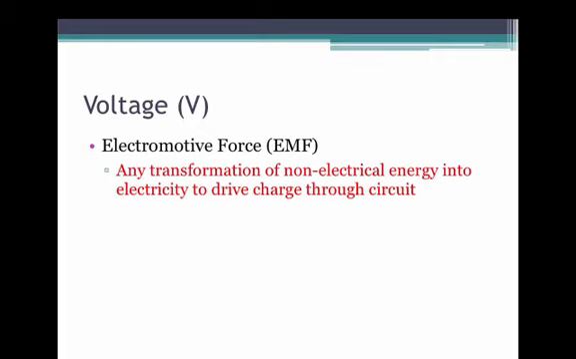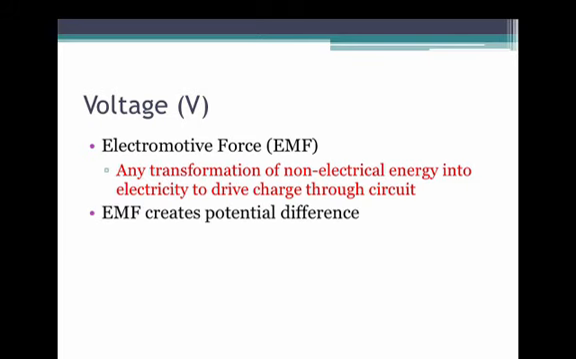Okay, so the last part of a basic circuit is called the voltage, symbolized with a capital V, conveniently. And one of the things to talk about is something called an EMF, an electromotive force. Now, this is any transformation of non-electrical energy into electricity that allows you to move it through a circuit. So, for example, the most common type of EMF we deal with every day is a battery. A battery takes chemical energy and converts it into electrical energy. And the more potential difference, the more voltage you have, the more force you have to push electricity through the circuit. Okay, and that's the big thing.